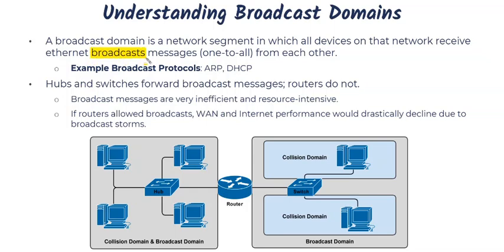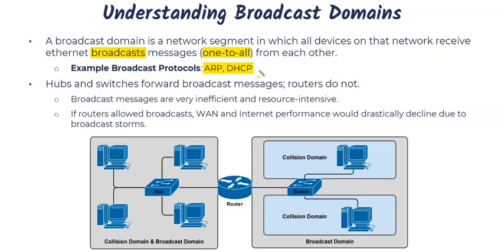And remember, when we're talking about broadcast messages, that is one to all. A couple of examples of protocols that we've already talked about that utilize broadcast messages are the ARP protocol and the DHCP protocol. So for example, if we have a new desktop on the network and they need to find out what the MAC address of a device is, they'll send out an ARP request. It's going to go to every other computer on that network, and only the one with that MAC address will respond.